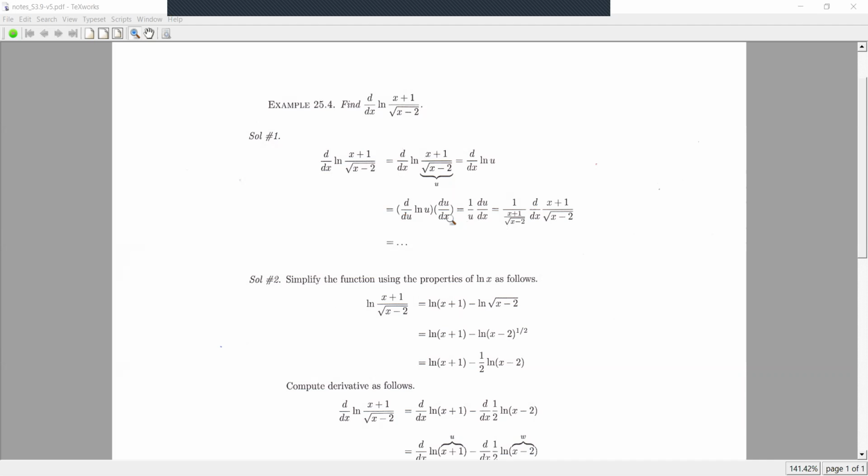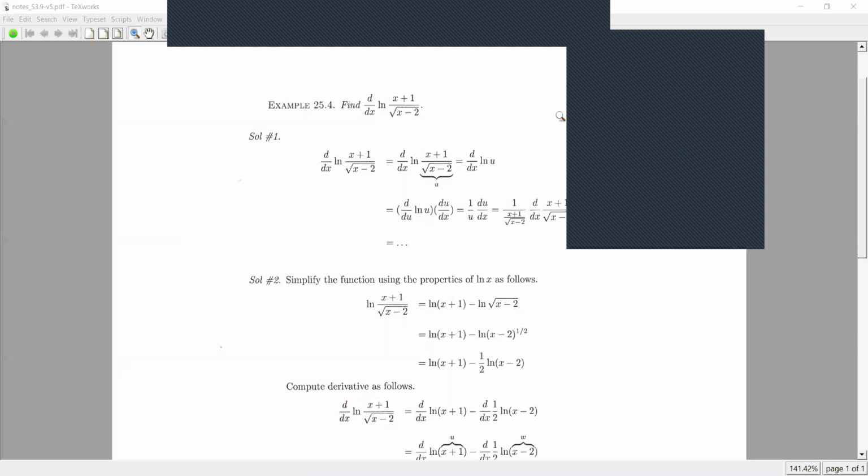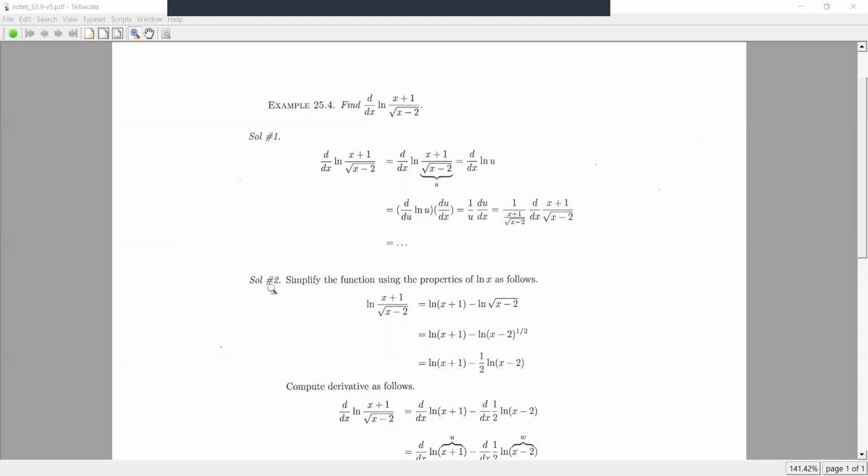This solution process is standard and is time consuming and tedious. Let me stop this solution here and turn to solution 2. In solution 2, I first simplify the function, then compute the derivative.